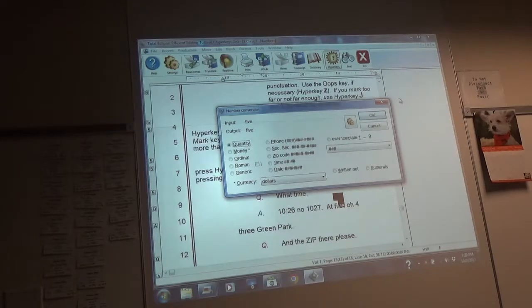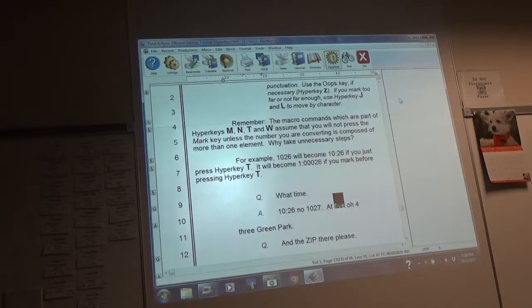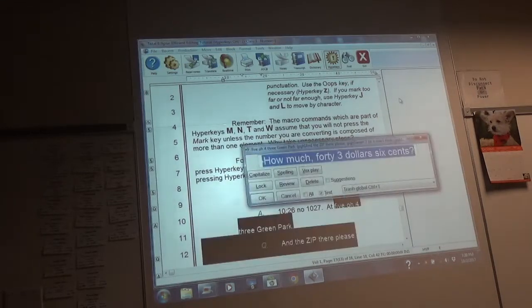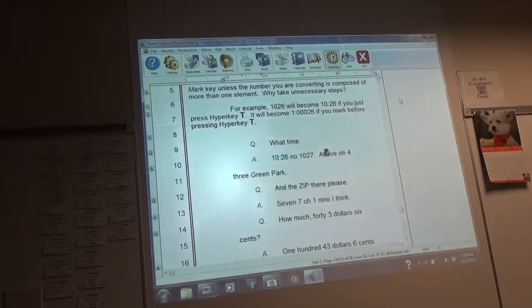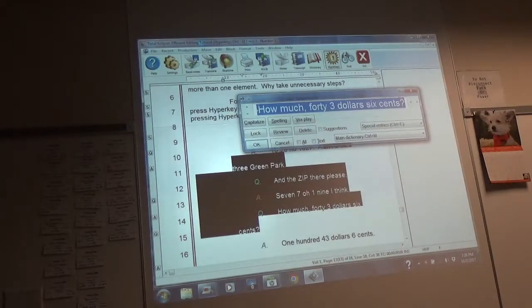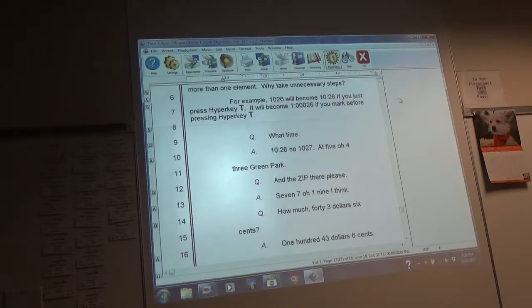Control shift 3 brings up that box. Right, okay. And then you can just put... That doesn't even work. I don't know. I'll just do N and just fix the word.